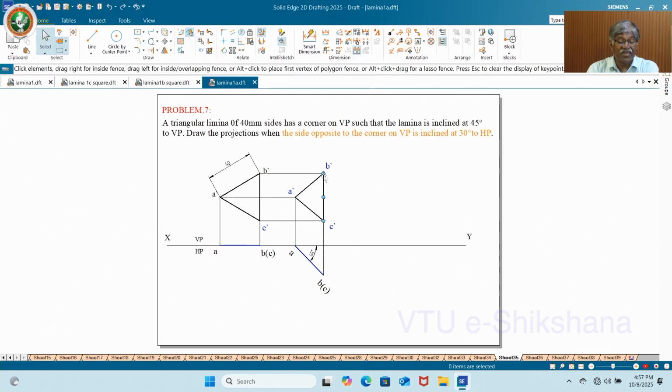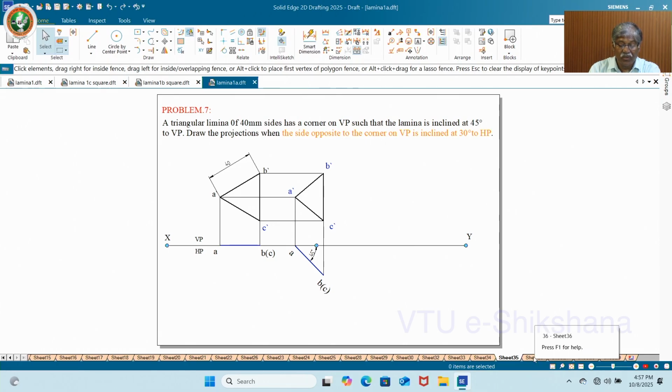Now, which is the side opposite to the corner on VP? Here, B dash C dash is the projection. Actually, it is BC. BC is the opposite side. This must be inclined at some degree to HP. Whatever you do here, that is for HP. Here it is perpendicular to HP, again it is perpendicular to HP. I have to maintain some inclination to HP. 30 degree, he has given 30 degree.